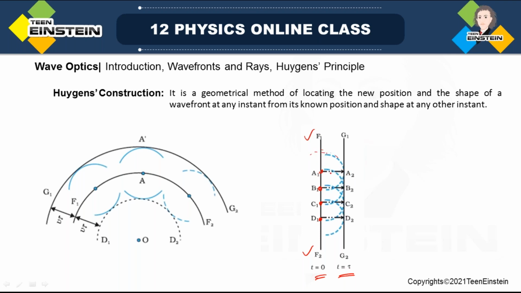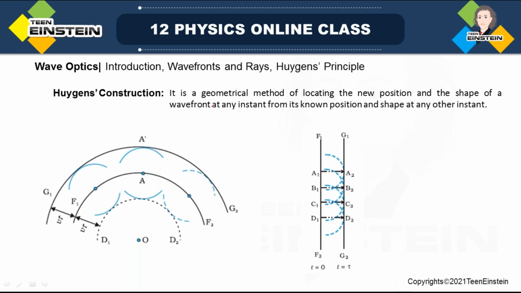They are having radius of v tau because v is the speed of the wave I have taken. Now if you draw a common tangent to all of these, look, you get like this. So this is G1 and G2. This is the forward envelope it is called, and also it is called the common tangent at later time tau.